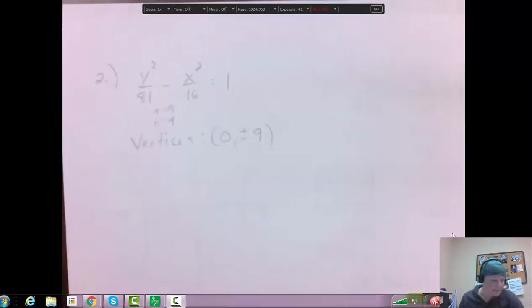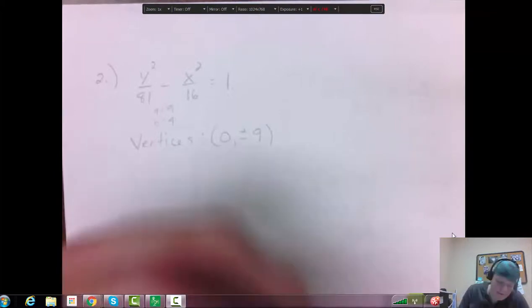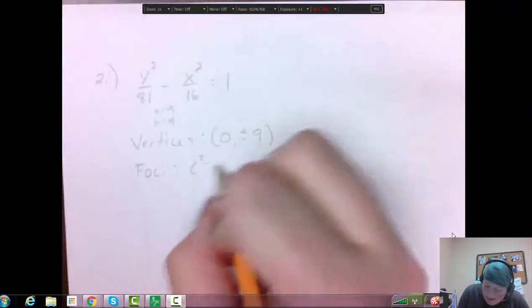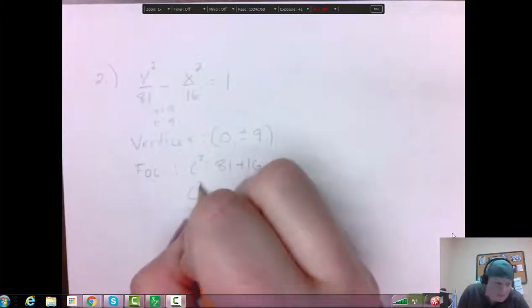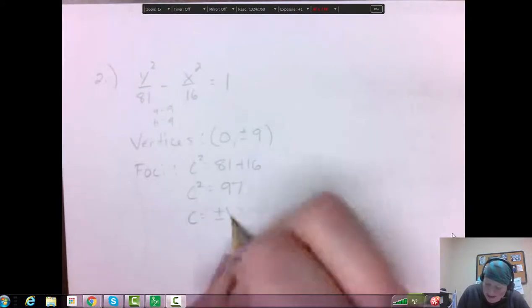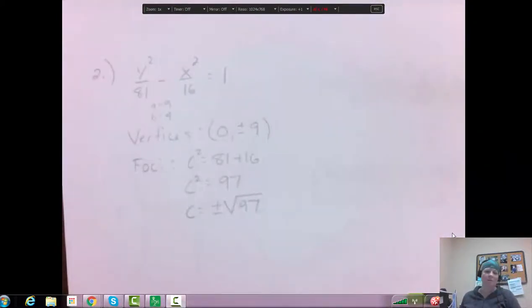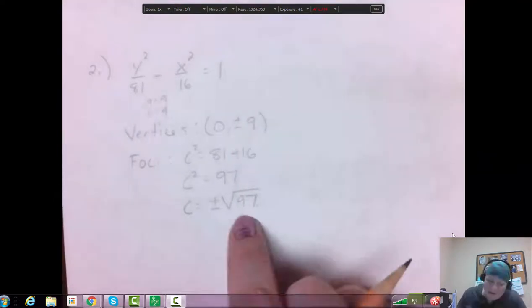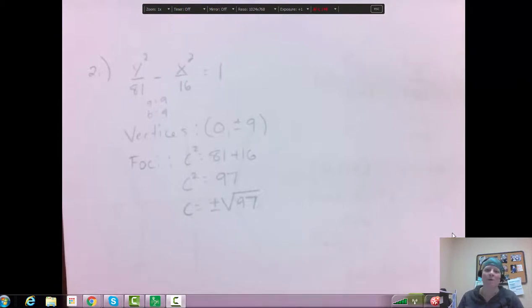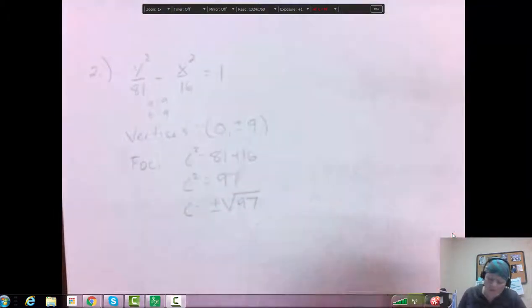All right, and then I wrote something down wrong on my notes. So the foci are going to be found at c squared equals 81 plus 16. So c squared is equal to 97. And so the square root plus or minus of 97, can't reduce that square root down, so that's your answer. Basically, nothing divides into 97 that you can take the square root of to simplify it. If that would have been a 32, you could have simplified it further because the square root of 16 is possible, and that divides into 32.